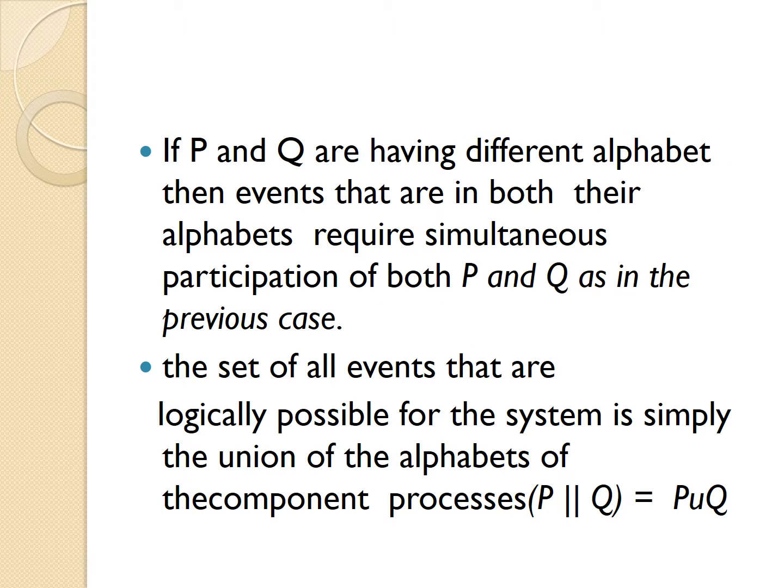Now we consider the different case. If P and Q have different alphabets, then events that are in both their alphabets require simultaneous participation of both P and Q, as in the previous case also. But the set of all events that are logically possible for the system is simply the union of the alphabets of the component processes. The alphabet of P concurrent Q is the alphabet of P union the alphabet of Q.